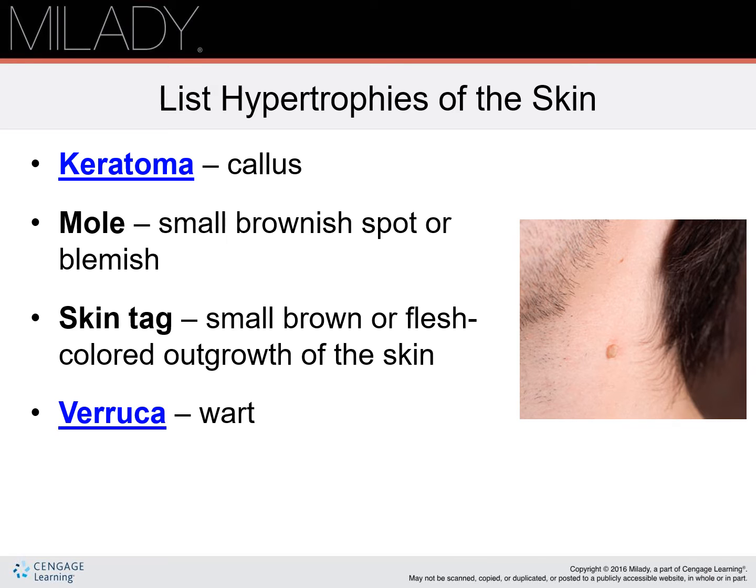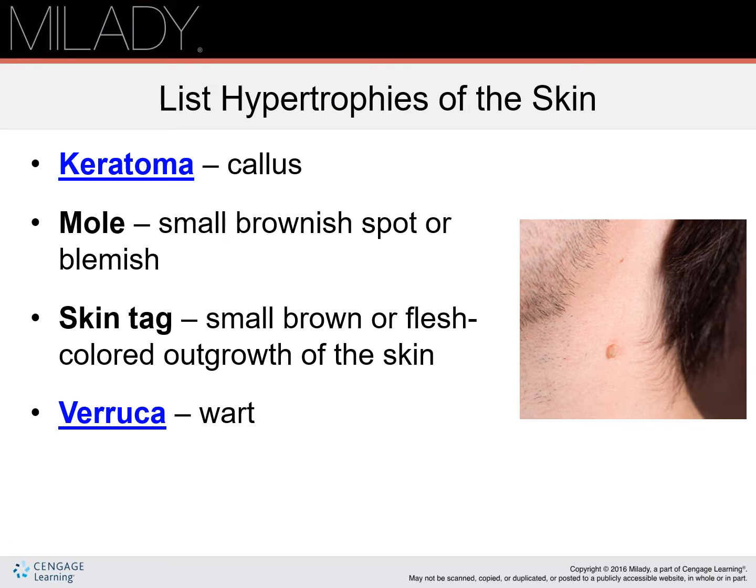Okay, the first one we're going to talk about is a keratoma, which is also known as a callus. It is an acquired superficial, round, thickened patch of the epidermis due to pressure or friction on the hands or feet. If it grows inward into your skin, it's called a corn.